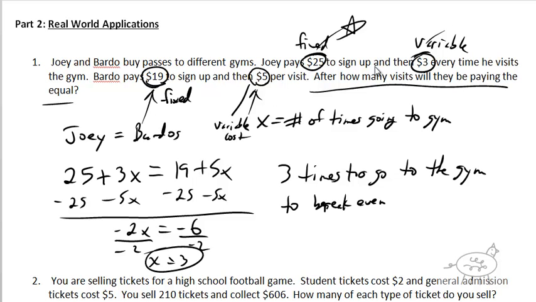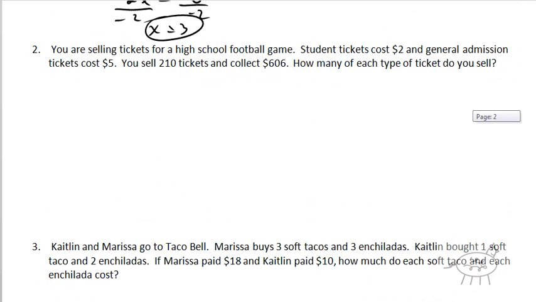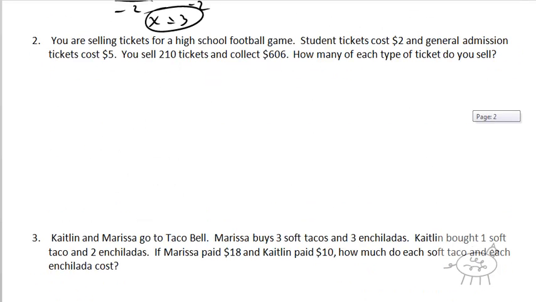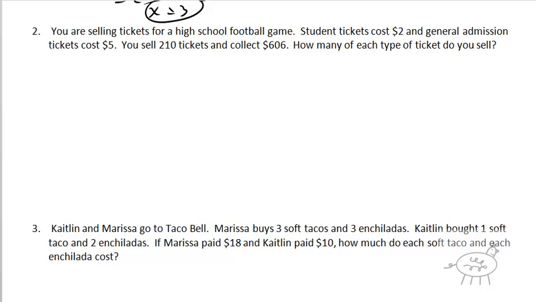Okay, so let's move on to the next one here. So again, this is kind of a little bit different type of application problem. I always tell the kids, you gotta look at the question. That's going to set your variable up. How many of each type of ticket do you sell? Okay, so you're selling tickets for a high school football game. Student tickets are $2. General admission tickets are $5. You sell 210 tickets and collect $606. How many of each type of ticket do you sell?